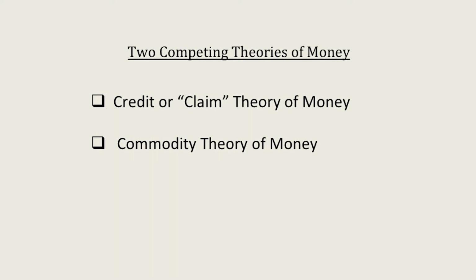So historically, throughout all time, there have been two basic theories of money. A commodity theory of money, where money is literally a commodity, obviously a precious metal such as gold or silver. Secondly, the credit or the claim theory of money.